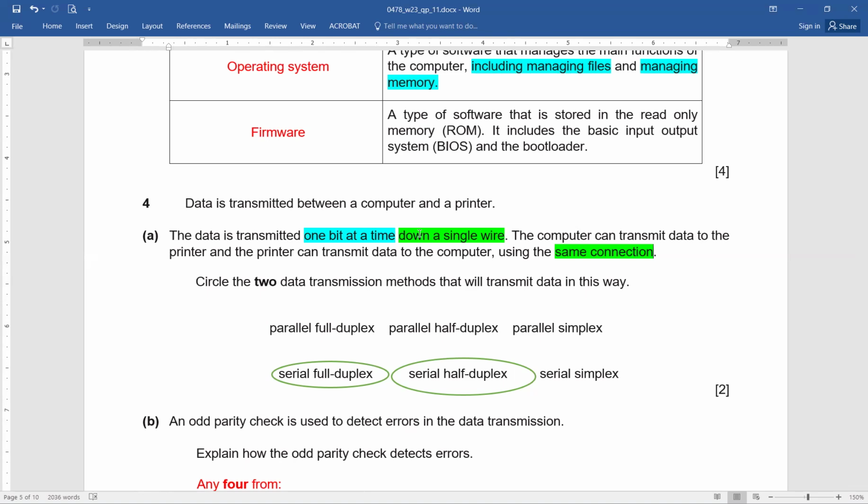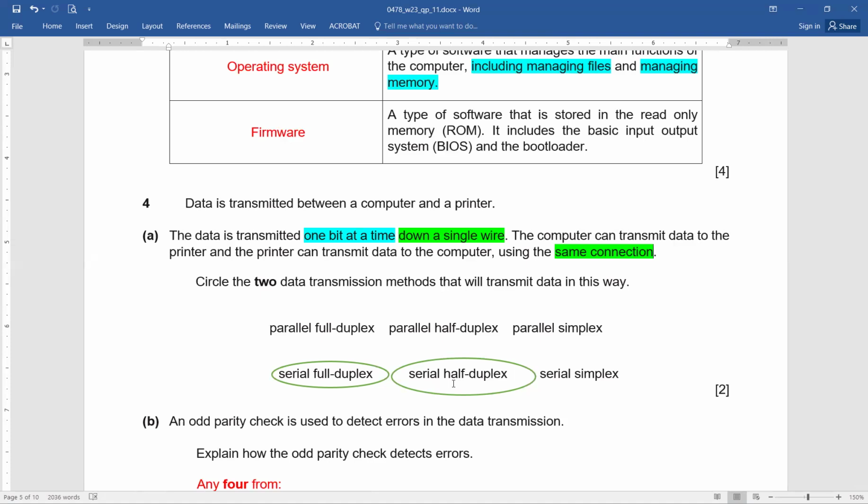And this two-way is going to be either half duplex or full duplex. So in this manner, you can see serial full duplex is the right option and serial half duplex is the right option. Just pay attention, and I think it is very easy to comprehend. The two transmission methods they are talking about are serial full duplex and serial half duplex.